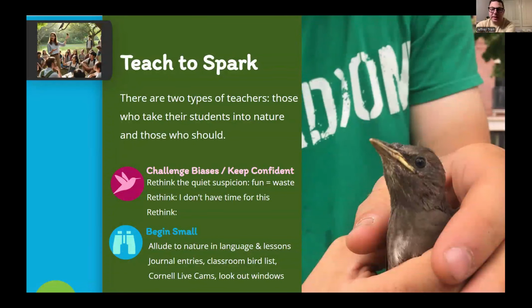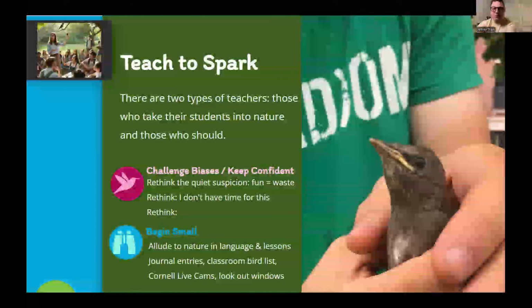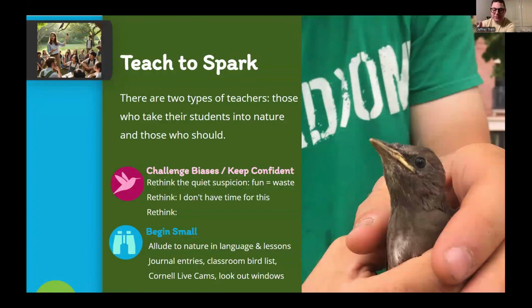And so every time you step outside, keep confident, challenge those biases. And also that idea, I don't have time for this. In many ways, I flip it. I don't have time to not do this. It's so important, so crucial. The time that I build that relationship with my students, where I teach them that there's a yellow-bellied sapsucker on campus, those moments of joy create buy-in, so that back in the classroom, they're more willing to embrace the lessons that we're doing there. So really, really valuable, I think.